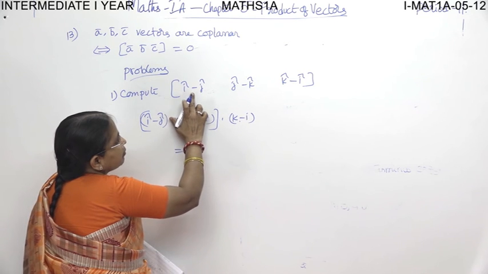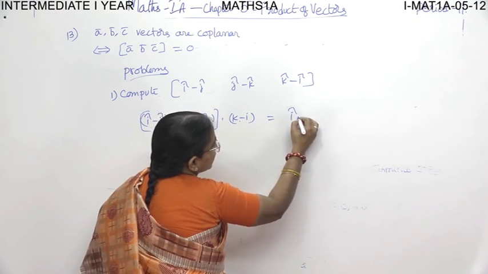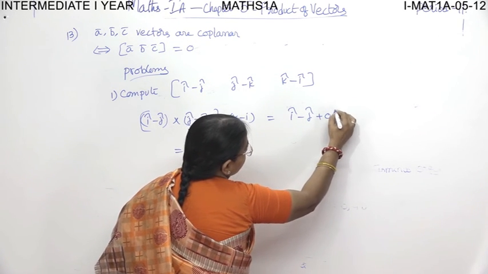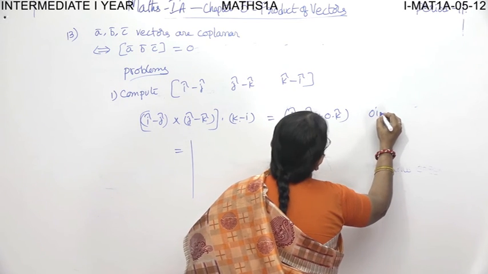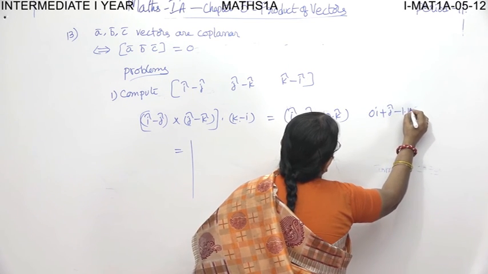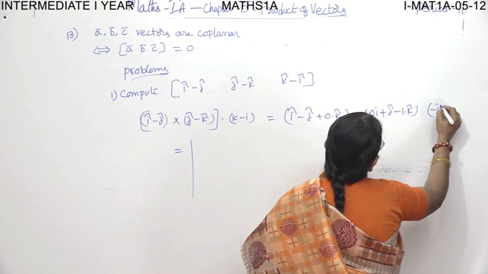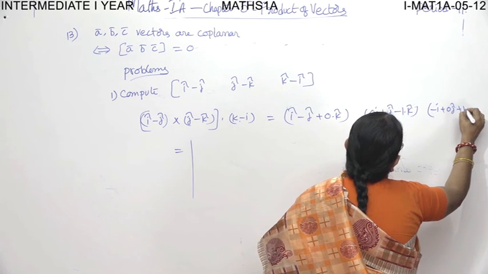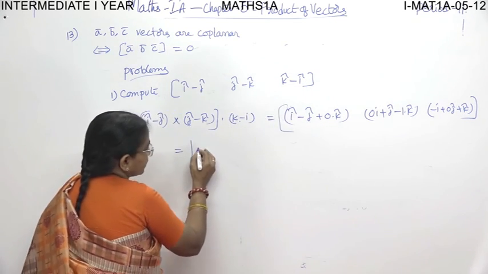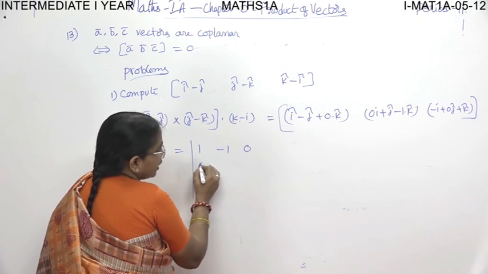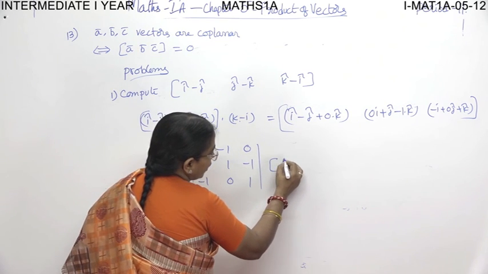This is i minus j plus 0k. The second one is 0i plus j minus 1 into k. And the third one is minus i plus 0j plus k. These are the three vectors. So their box product is, now write the coefficients: 1, minus 1, 0, then 0, 1, minus 1, then minus 1, 0, 1, into box IJK.